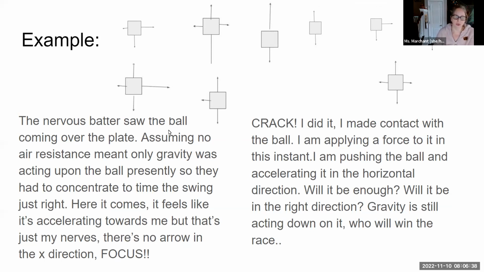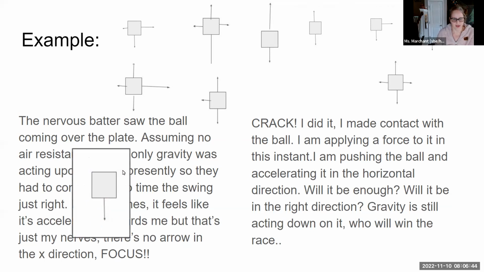So notice I told a story and I explained the free body diagram that I used. This is the free body diagram. I only had one force, gravity. I talked about it wasn't accelerating in the X because I don't have any arrows in the X direction. So even though it was thrown at me, it's not accelerating at me. It's only accelerating down. Okay. I said that we did not have air resistance. So I don't have an air resistance force on this one.